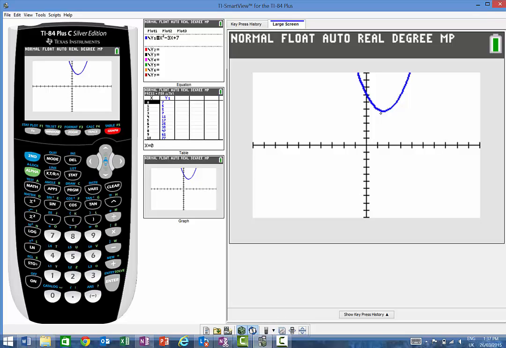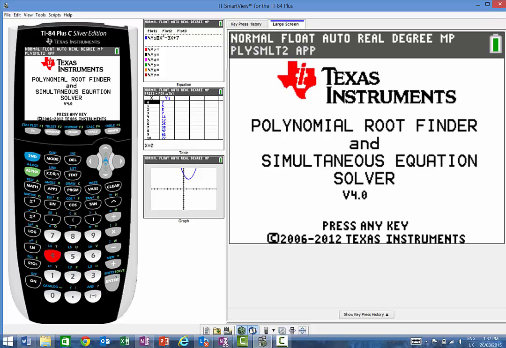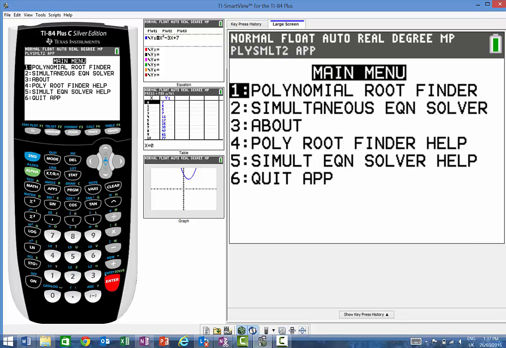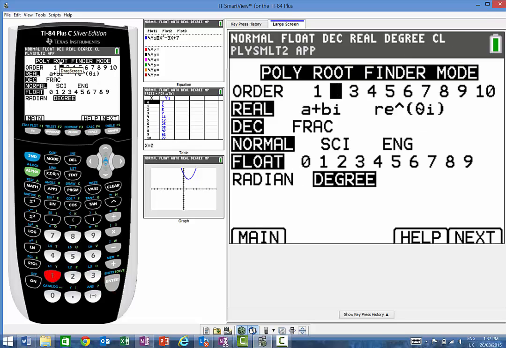That's one option, and the other option you can do on your calculator is this. If you go to your app button, we come down to a thing called Polysim 2, so press number 4. Now we're looking to find the roots, the poly root finder, so this will find the roots for quadratics and also for higher polynomials. So press number 1. We've got a quadratic, so that's order 2, and we want to find any real roots. We can also do imaginary roots, and I'll show you the difference in a second.